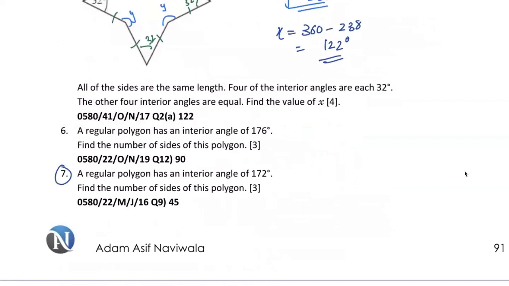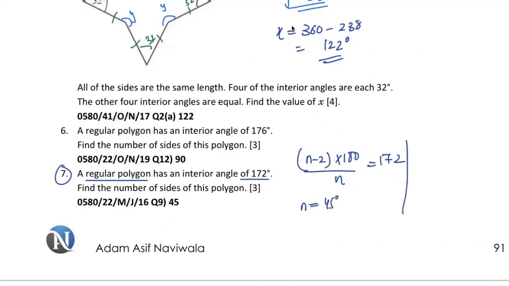Try question number 7. So they have given you in the question that a regular polygon, always highlight the word regular, has interior angle of 172. Find the number of sides of this polygon. Now, you can do it like this, that each interior angle of a polygon is equal to n minus 2 times 180 upon n. And this is given to you as 172. So you form an equation in terms of n, and solve for n, you're going to get 45.